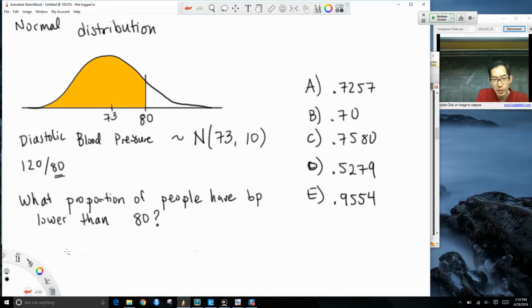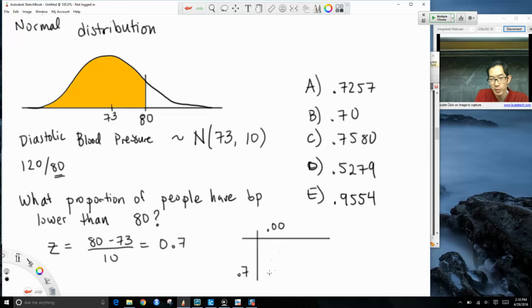And so we would turn 80 into a z-score. So the z-score for 80 is going to be 80 minus 73 divided by 10. We get a z-score of 0.7. We look up 0.7 and the column 0.00 in our z-table, and we get 0.7580. Okay, so our z-score is 0.7, but that's not the proportion of people who have blood pressures lower than 80. That answer is the area to the left of 0.7, and that's 0.7580. So this is our answer here.